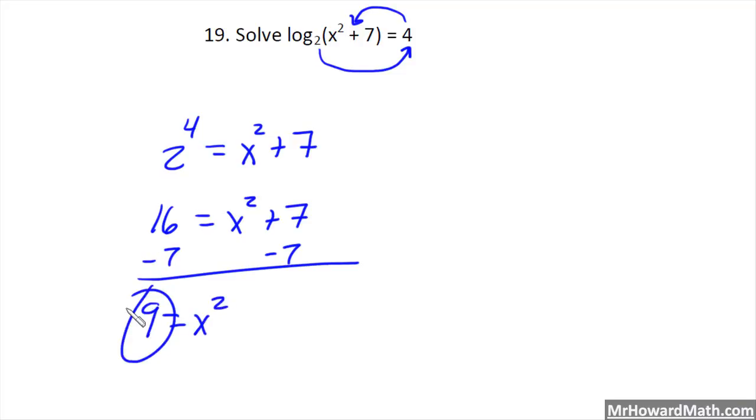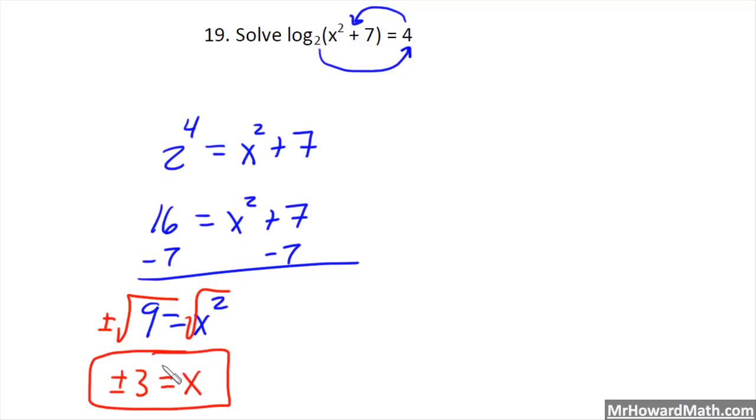So I have a number that has a perfect square root, so I can just solve this through the square root method. So I'll square root this side, add the plus or minus here, and square root this side. Remember, you must include that plus or minus when you take the even root in solving. So that would be plus or minus 3 is equal to x, and we are done with that problem. So we have two solutions, positive 3 and negative 3.